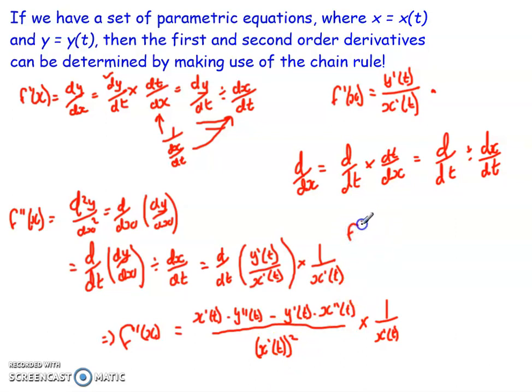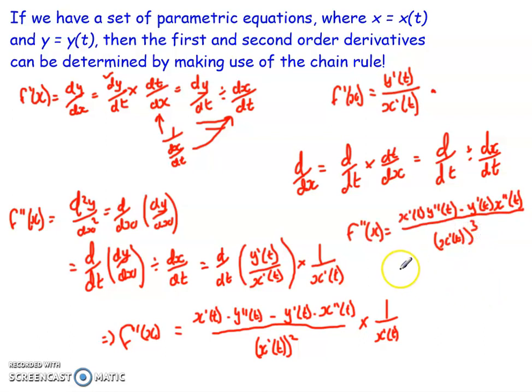So overall, I can then write the whole thing as f double dashed of x equals x dashed of t, y double dashed of t, take away y dashed of t, x double dashed of t, all over the derivative of x, so x dashed of t cubed. So there you go, that is how we calculate the second derivative of a parametric equation when we know x with respect to t and y with respect to t, both as their separate little functions.